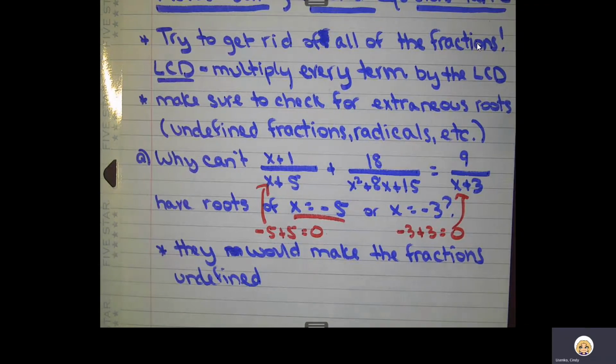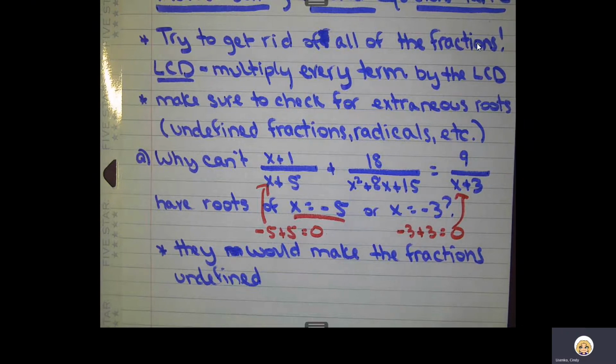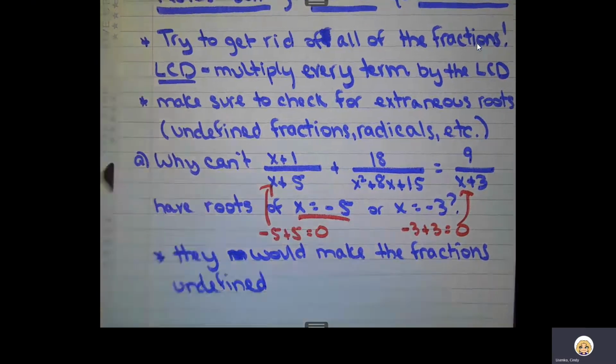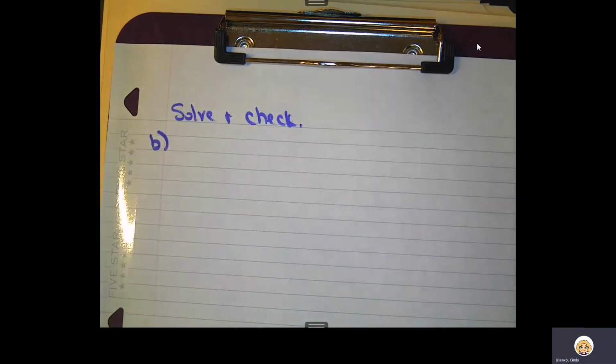So what we're going to do now is we're going to try to solve this equation. So I'm actually going to do it on a separate sheet just to make sure I have room. So I'm going to copy this example all over again. So let me switch. And my directions are going to be solve and check. And we're going to write that example all over again.